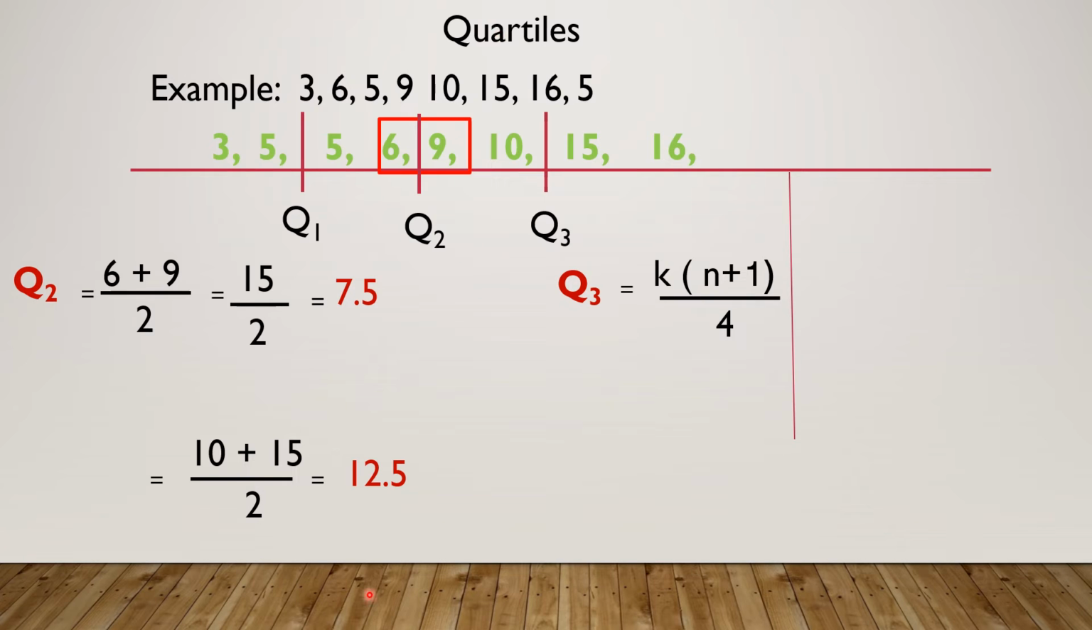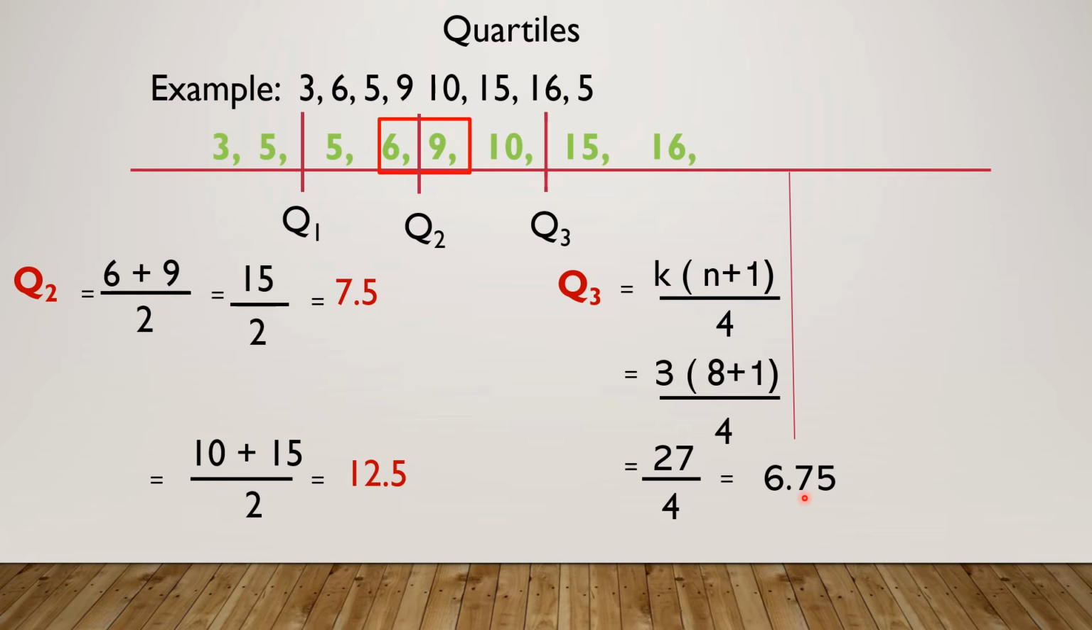Okay, so now here, K is 3. So we're just going to substitute all those. K is 3, N is 8 plus 1 divided by 4. So we have 8 plus 1, that is 9 times 3, that is equal to 27. Divided by 4, and that is equal to 6.75. Okay, what is this 6.75? This 6.75 means that the sixth place. And what is the sixth place here? 1, 2, 3, 4, 5, 6. Number 10 is on the sixth place. And we have this 0.75.